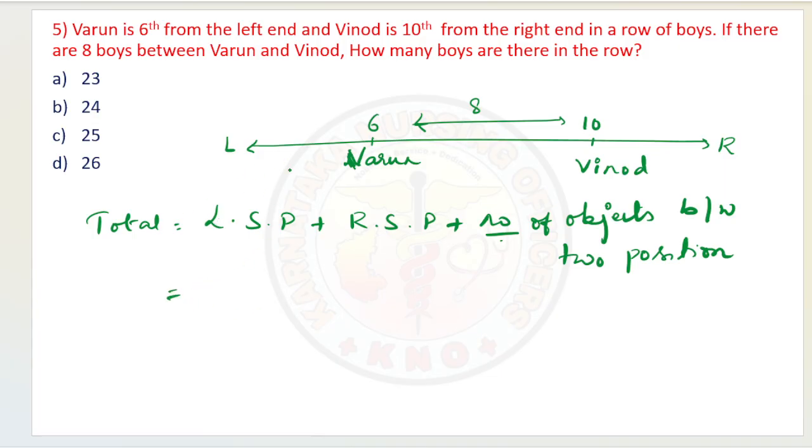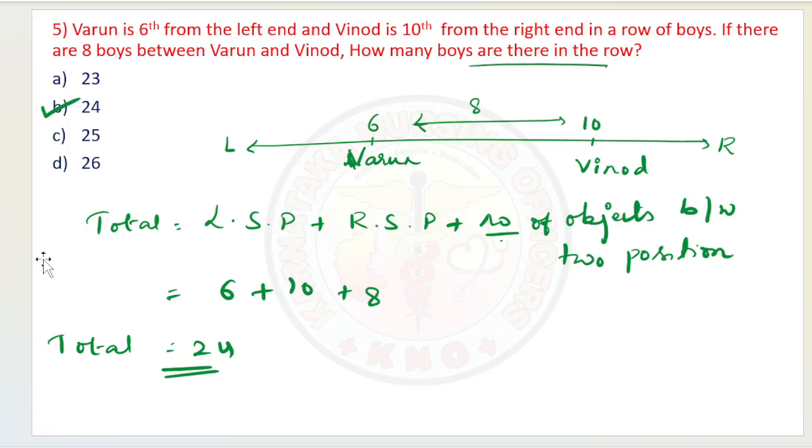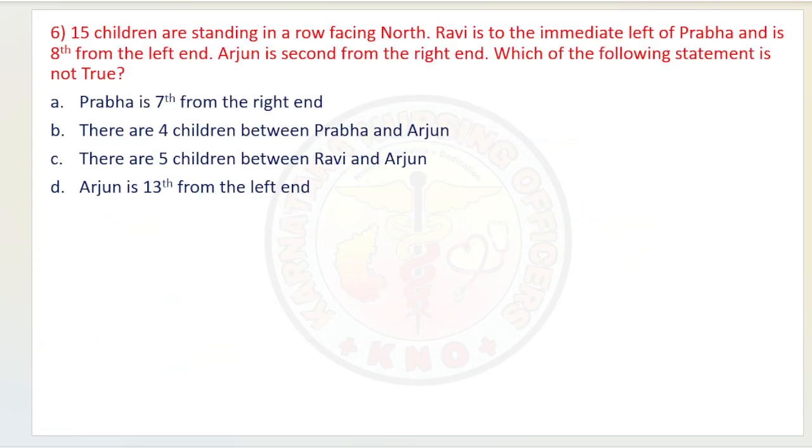Substitute the values. Left side position is 6 plus right side position is 10, and the number of boys between Varun and Vinod is 8. So 6 plus 10 is 16, 16 plus 8 is 24. So there are a total of 24 boys in the row. Option B, 24, is the correct answer. Okay. Next question.